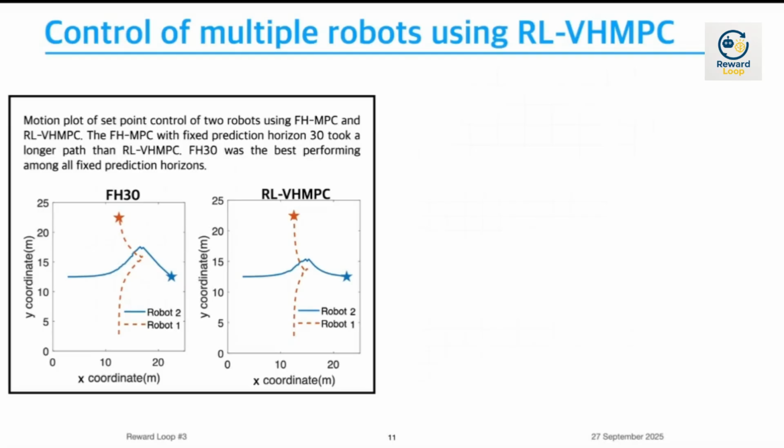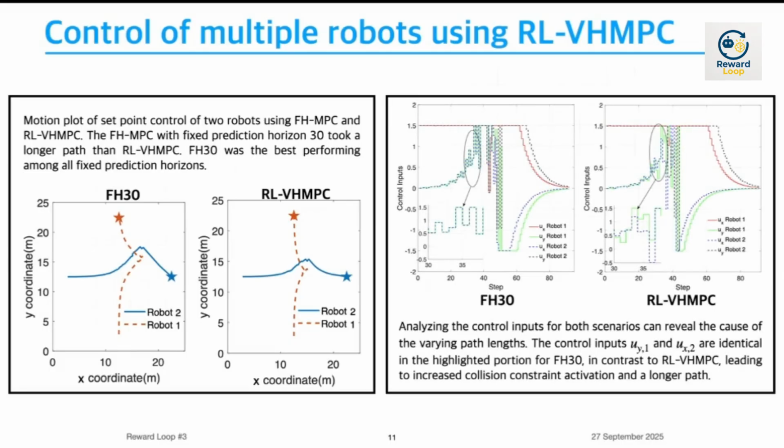To understand this, let's look at the control inputs of both the robots. In case of fixed horizon 30, here I've zoomed in the control inputs. The velocity in the y direction of one robot and the velocity in the x direction of the other robot are identical. They are overlapping. And that makes them reach the midpoint at the same time, which gives rise to a collision avoidance situation.